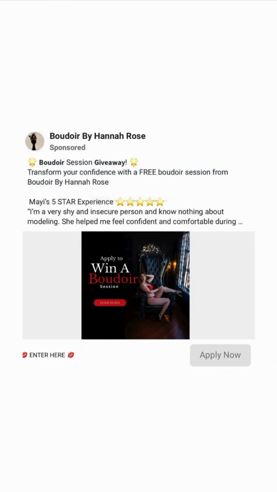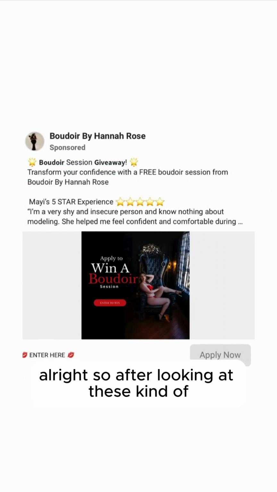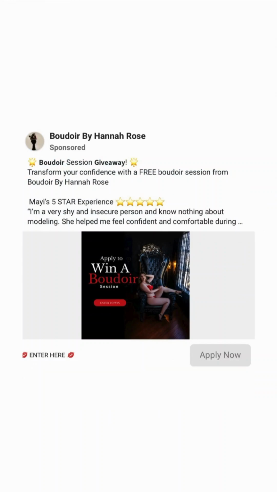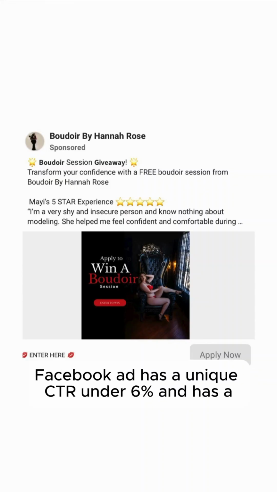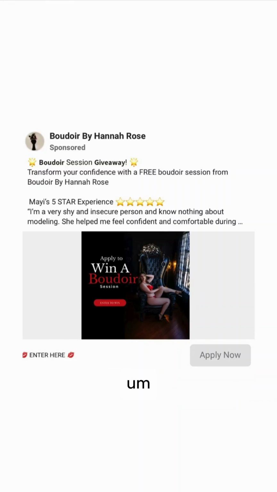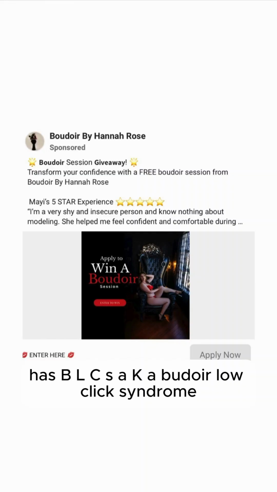All right, so after looking at these, kind of everything with the pre-click, my diagnosis is yes, this Boudoir Facebook ad has a unique CTR under 6% and has BLCS, aka Boudoir low click syndrome.